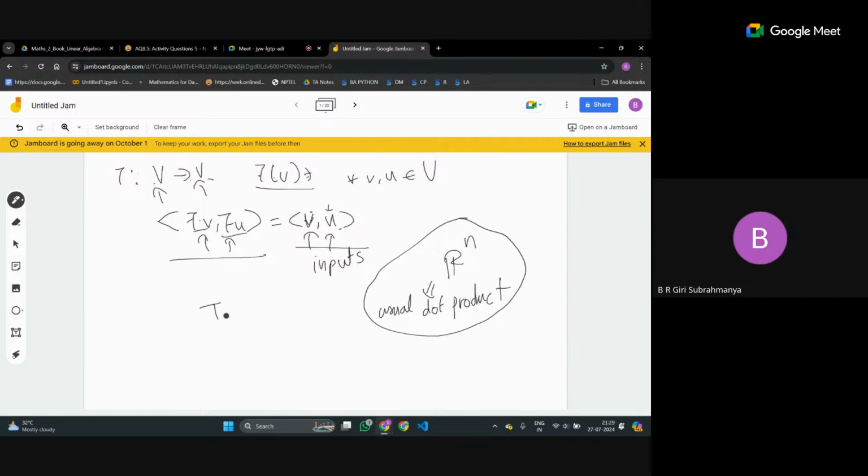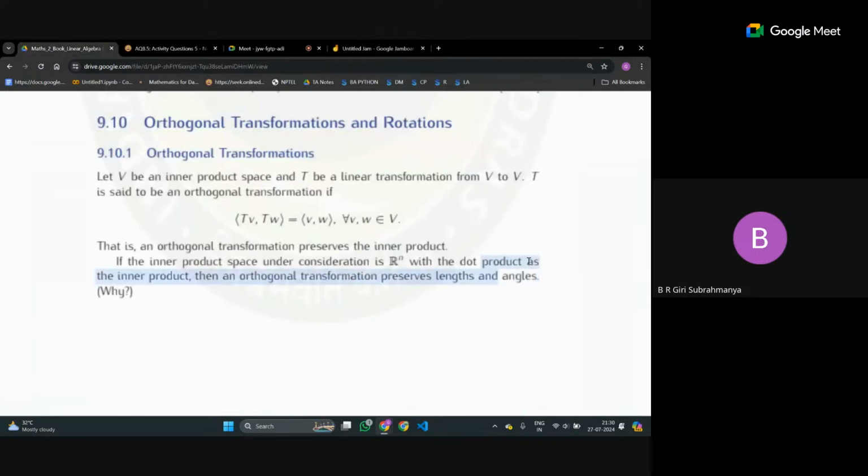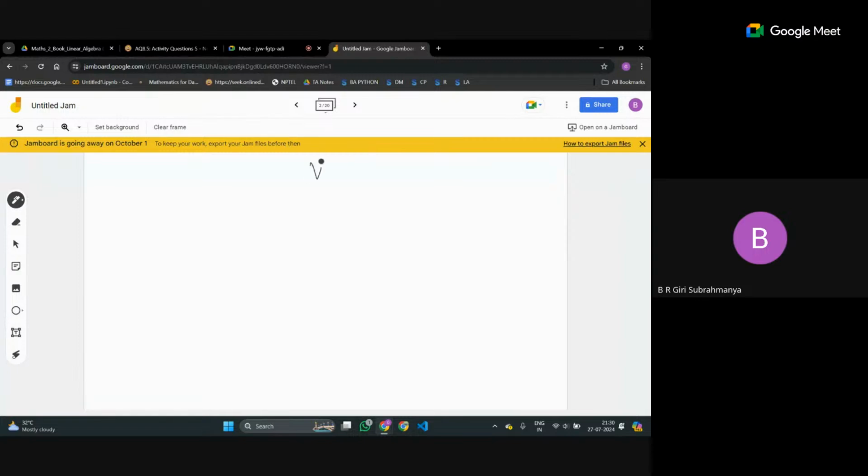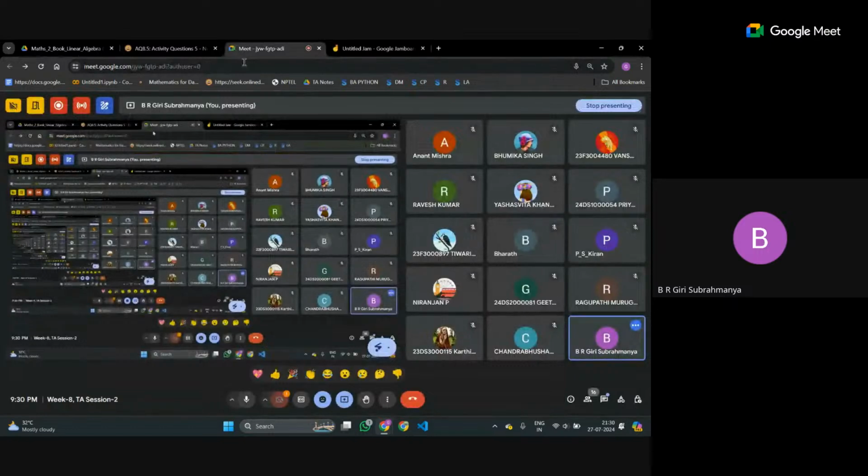Now let's say T is an orthogonal transformation from R^n to R^n. They are saying that it will preserve the length and angles. So what do we mean by this? By preserving length, what they mean is, you send vector v as input, and there's going to be some length for v. Now the output is T of v. The norm of T of v will be equal to the norm of v for an orthogonal transformation.